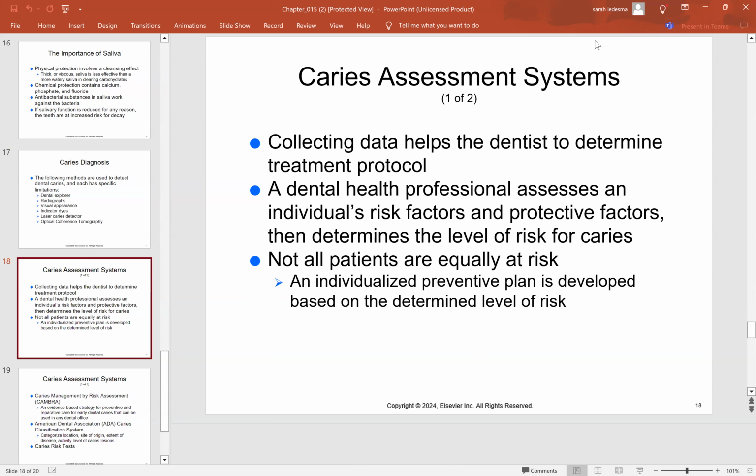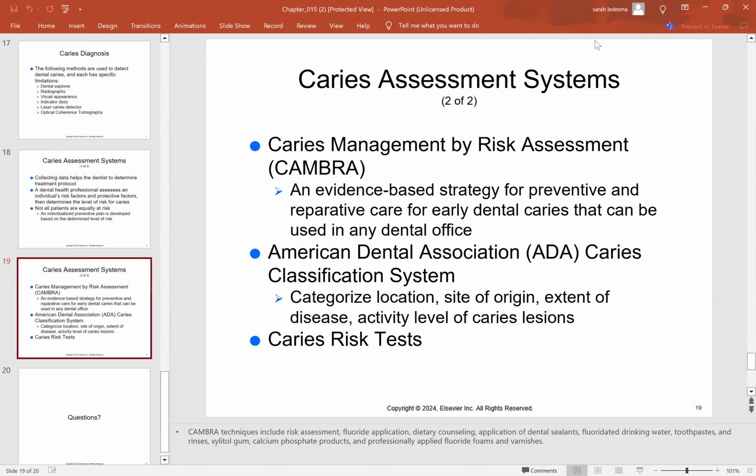A dental health professional assesses an individual's risk and protective factors that determine the level of risk for caries. Not all patients are equally at risk. An individualized preventative plan is developed based on the determined level of risk. Caries assessment systems: caries management by risk assessment is an evidence-based strategy for preventative and reparative care for early dental caries that can be used in any office. The ADA caries classification systems categorize location, site of origin, extent of disease, and activity level of caries lesions.